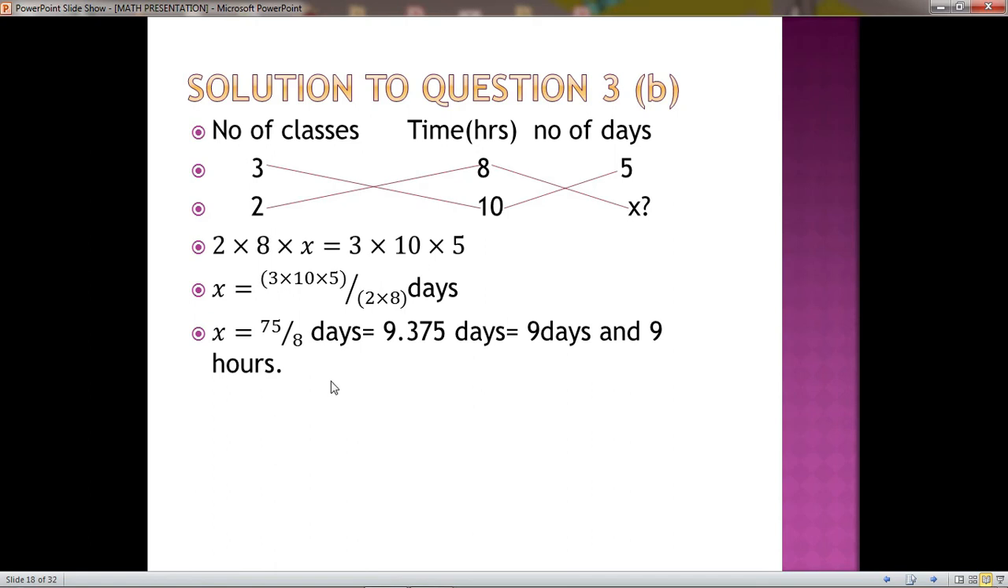So for 2 classes, it will only take 9 days and 9 hours to harvest the same school chamber.